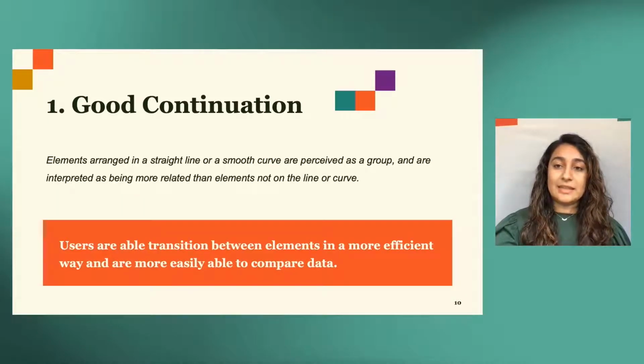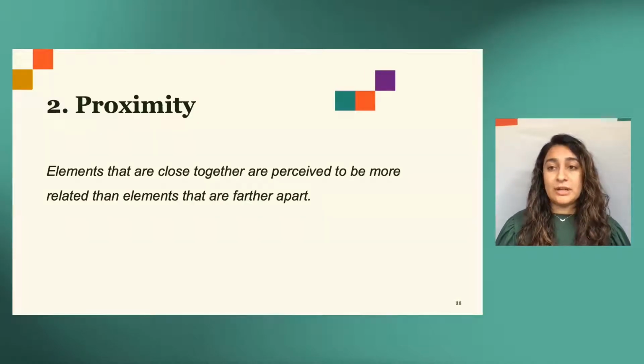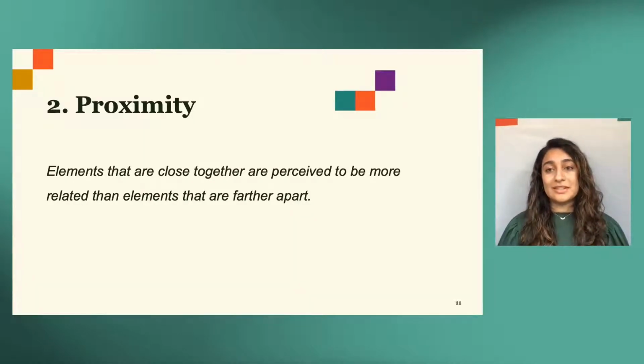Our second principle in the category of creating an intuitive layout is proximity. It tells us that elements that are close together are perceived to be more related than elements that are farther apart. Proximity is one of the most powerful means of indicating relatedness in design, and it will generally overwhelm competing visual cues, like when 2 elements are really similar to each other.